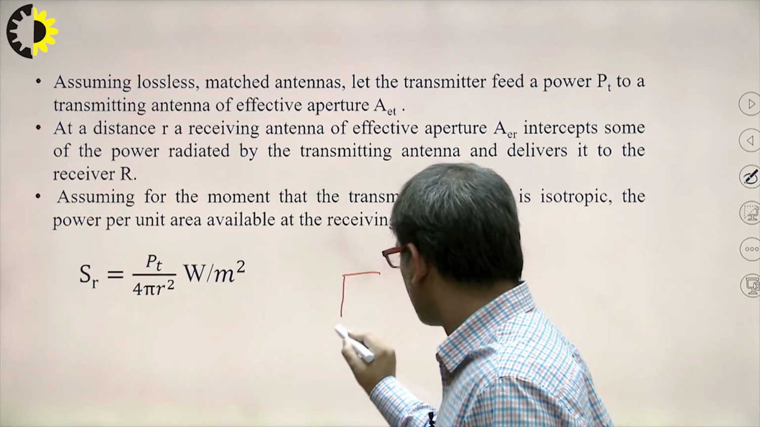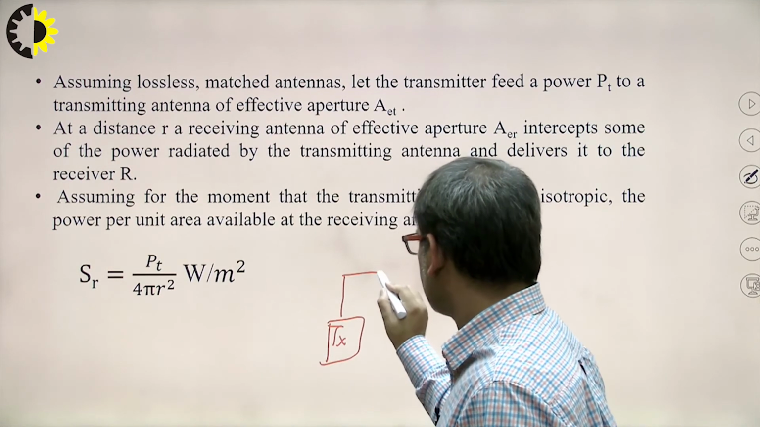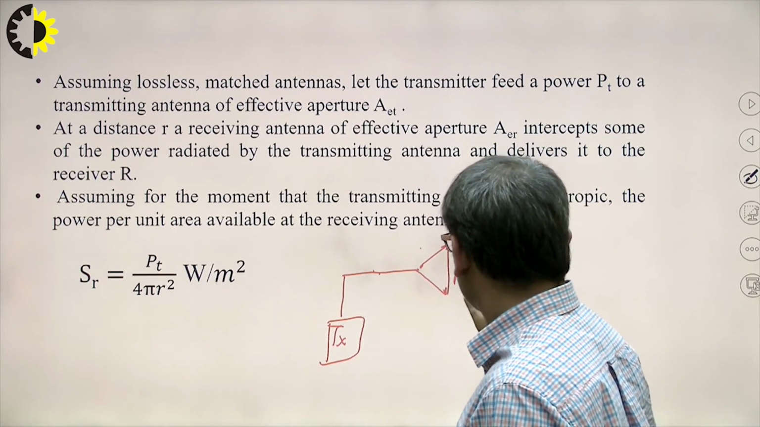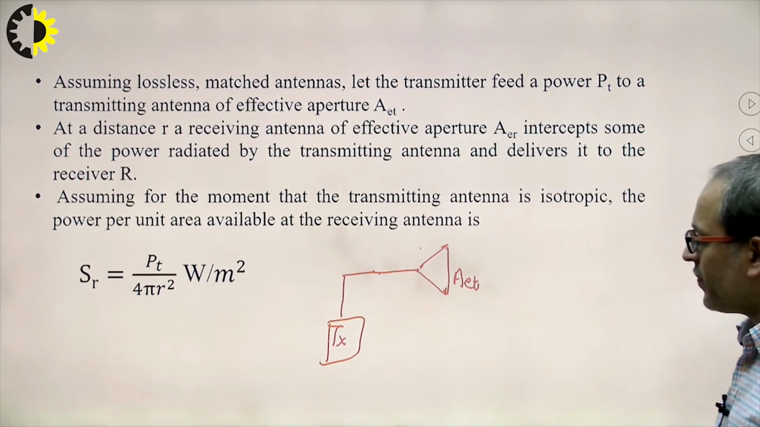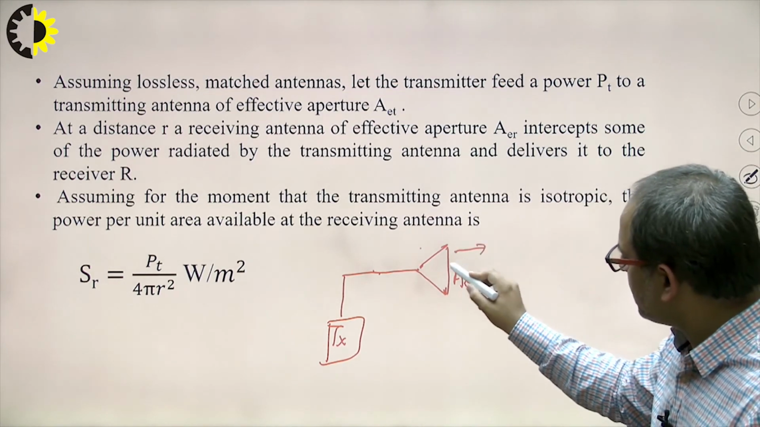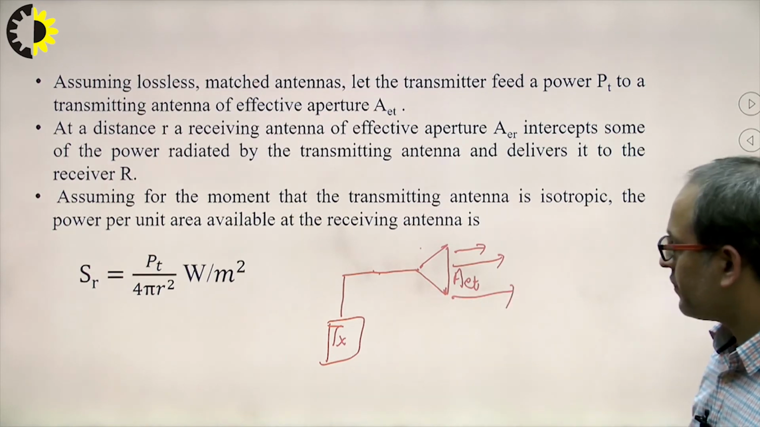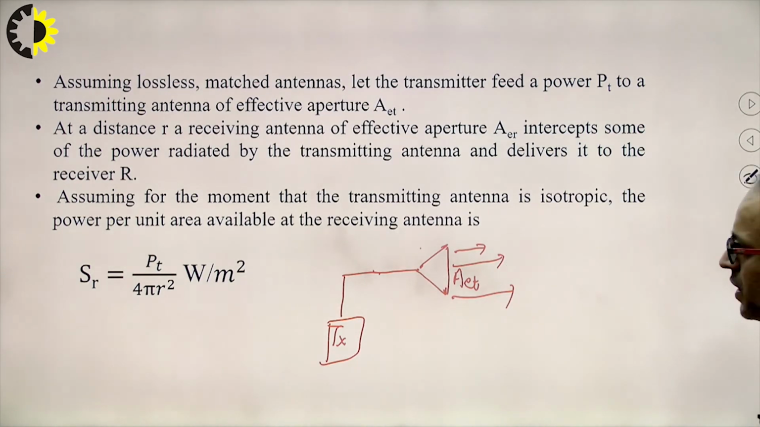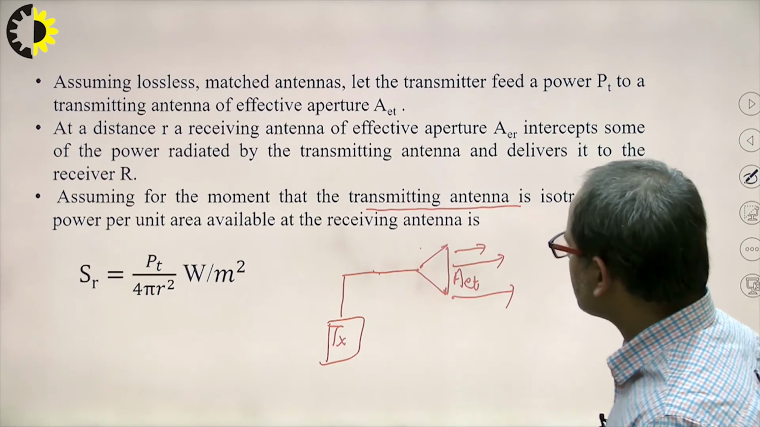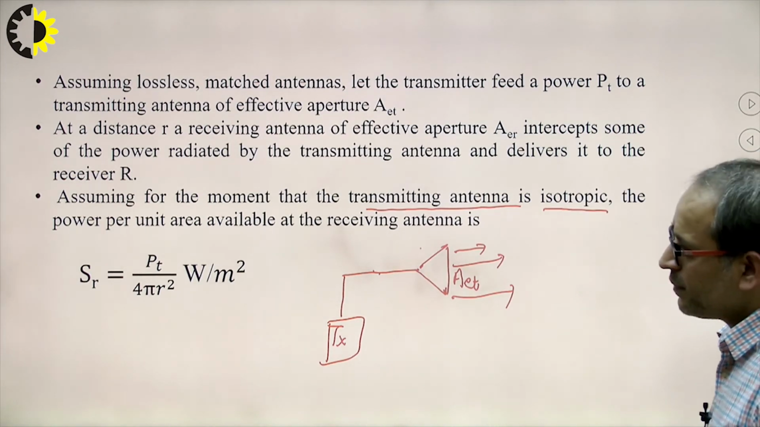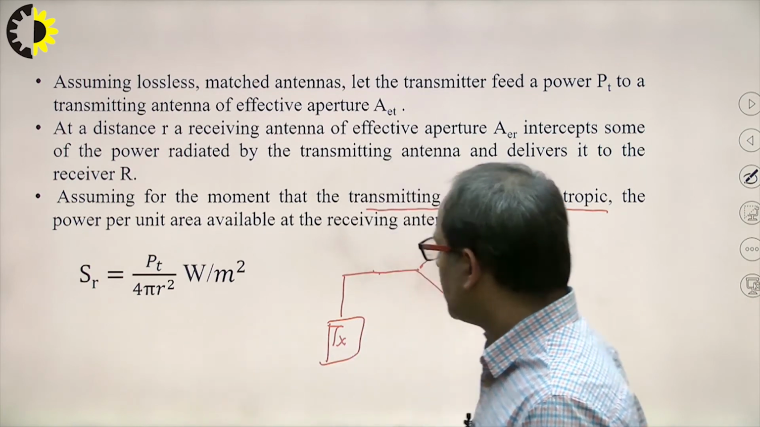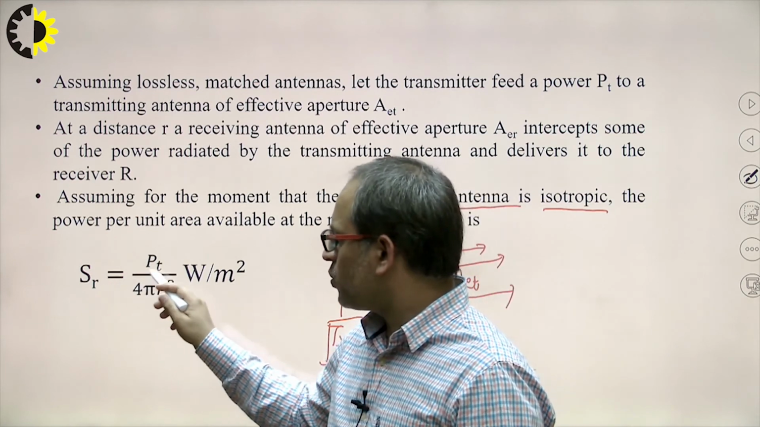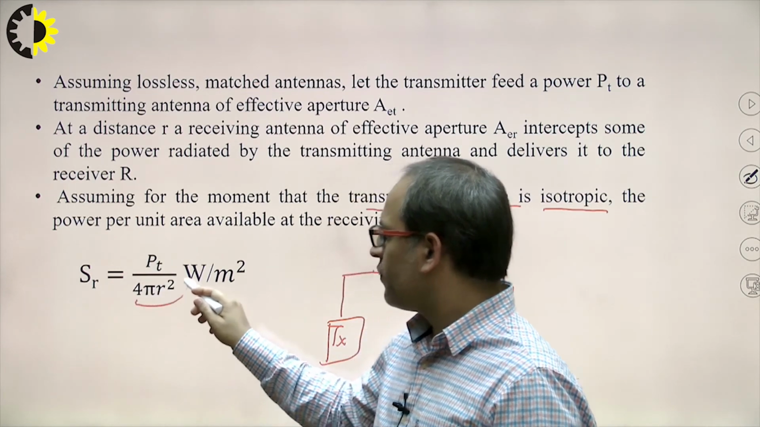This one is the transmitter, and this one is what? The transmitting antenna having an effective aperture area from which the EM waves are radiated, that is, the physical effective aperture area is AET. Clear? Now see, let's assume the transmitting antenna is isotropic. So how much power per unit area is radiated by this antenna? SR equals PT divided by 4 pi r square.